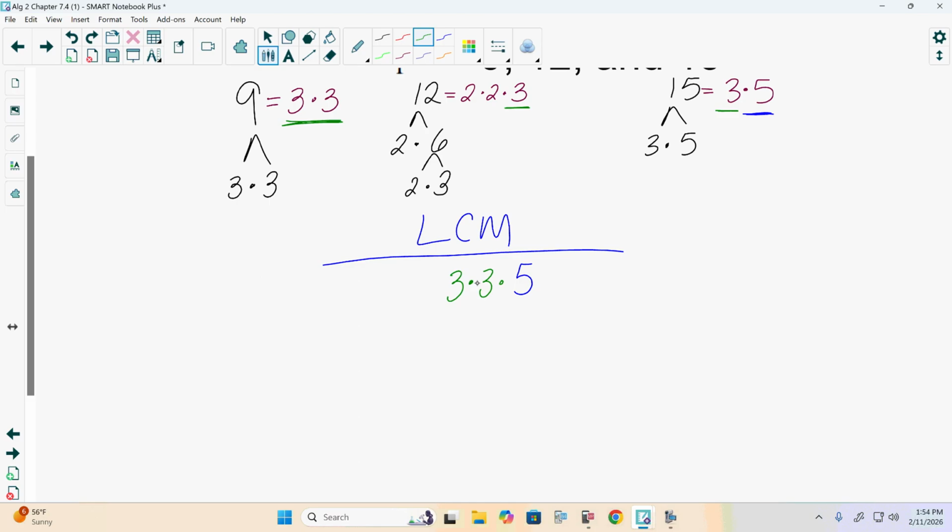Now we need to look at the last factor that's listed, which is 2. 12 has 2 factors of 2 in it, yes? 9 has 0, and 15 has 0. So how many 2's do we need? 2 of them. So whatever the least common multiple is, we know we need 2 2's, 2 factors of 3, and 1 factor of 5. Now at this point here, we can do this by hand.